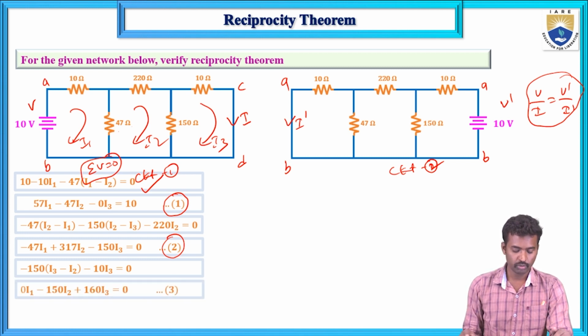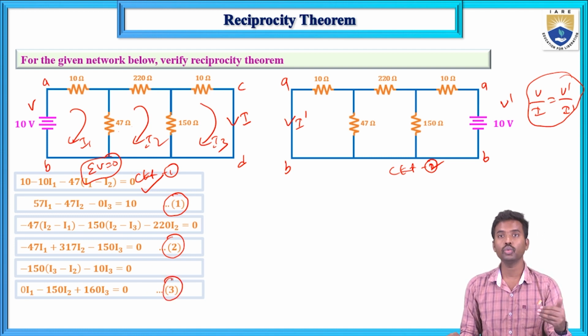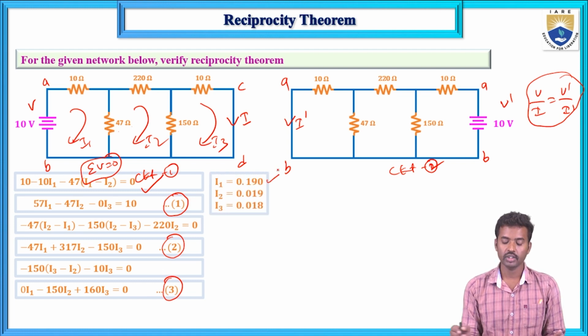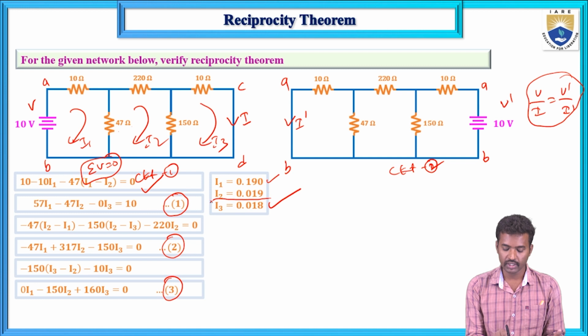Now the simplified equation: 0 I1, there is no impact of I1 on the third mesh, so 0 I1 minus 150 I2 plus 150 plus 10 I3. So this is equation number 3. Equations 1, 2, 3. If you solve these 3 equations, I1 equals 0.190, I2 equals 0.019, and I3 equals 0.018. Here the response current is the I3 current, which equals 0.018.